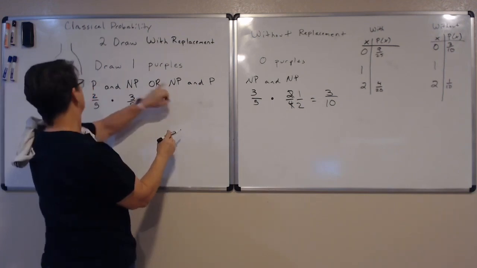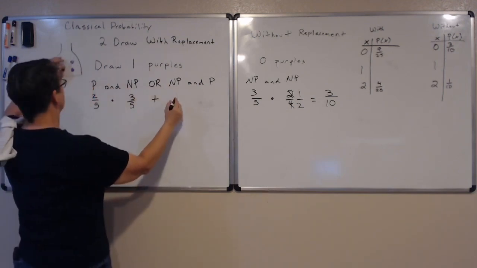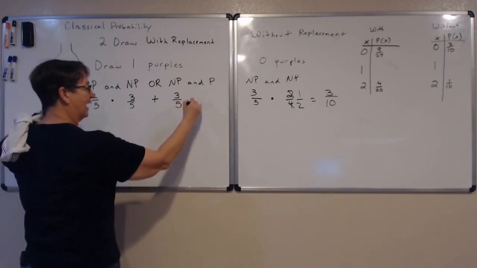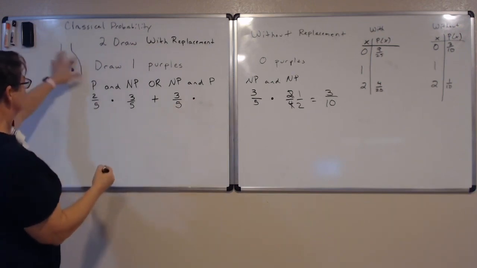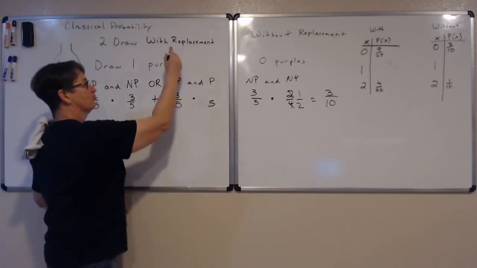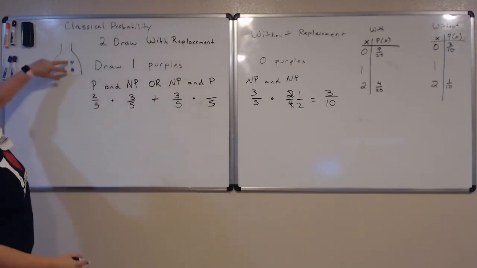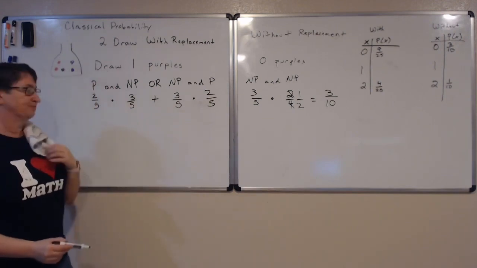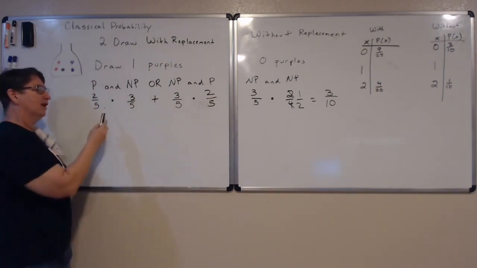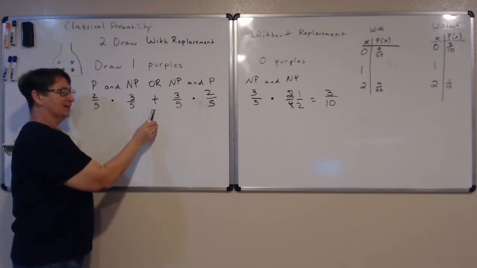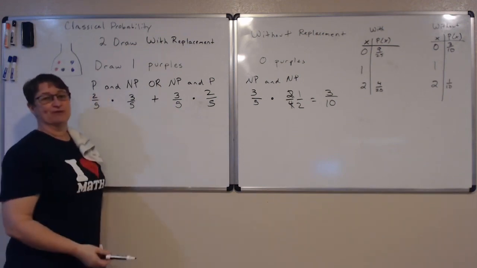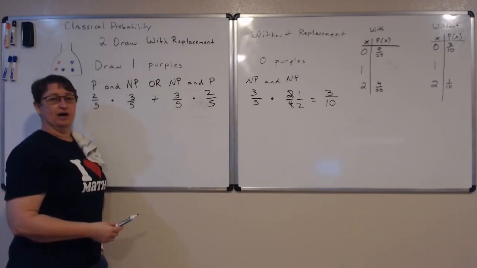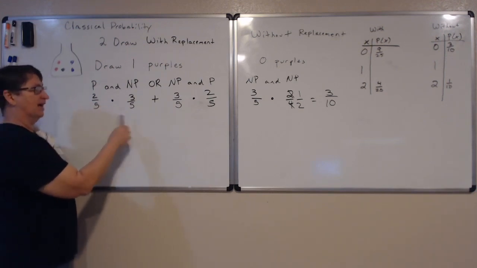Another way to do it is to do the not purple first. So one of these 3 out of a total of 5. And so once I've gotten it, I put it back in, so there's still 5 in there because it was with replacement. And then there's 2 purples inside, so it's 2 out of 5. Y'all are good. Okay, so now notice this time I'm adding in here. Remember, when we add fractions, we have to have a common denominator. And since we have to have a common denominator, I don't want to simplify until the very end.